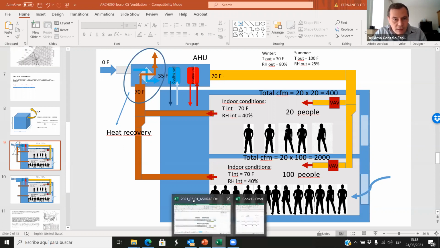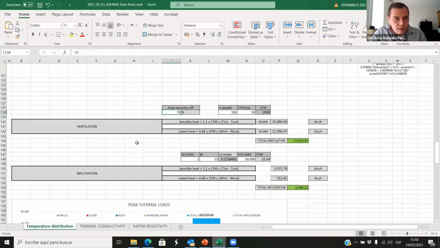Okay, I have included this in this Excel file as a percentage, as an efficiency. And this is something that we need to talk to the supplier about. Okay, what is the efficiency of your heat recovery? 70%, 60%, 50%. Everything that is above 50 is good. The more, the better.